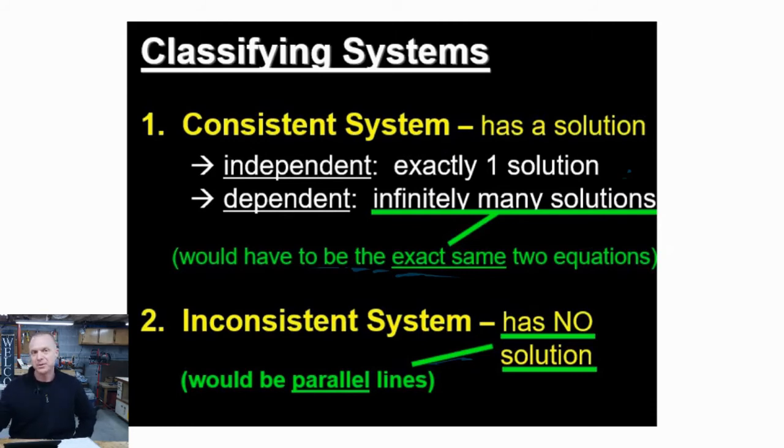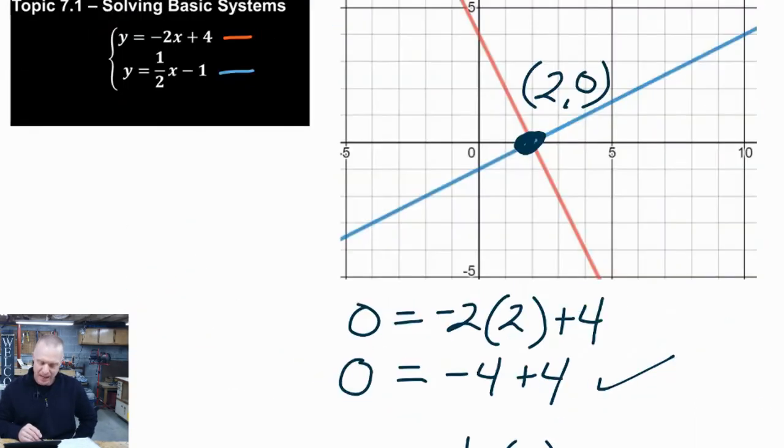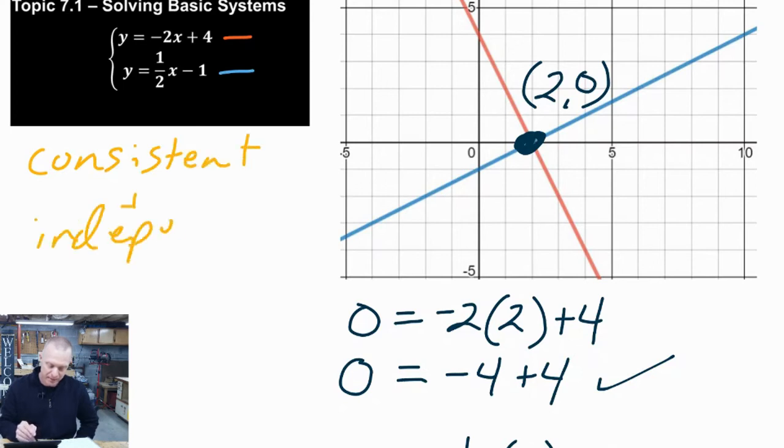Usually a good exercise is to go back to the problems that we did and just give these classifications for each one of them, just so you understand exactly what I'm talking about. So I'm going to flip back. Do you remember the first one that we did? It basically had a nice intersection point, and that means that the system was consistent and independent. So notice how I use both of those words, because again, I have a solution and I have one solution, which is normally the way that it works.